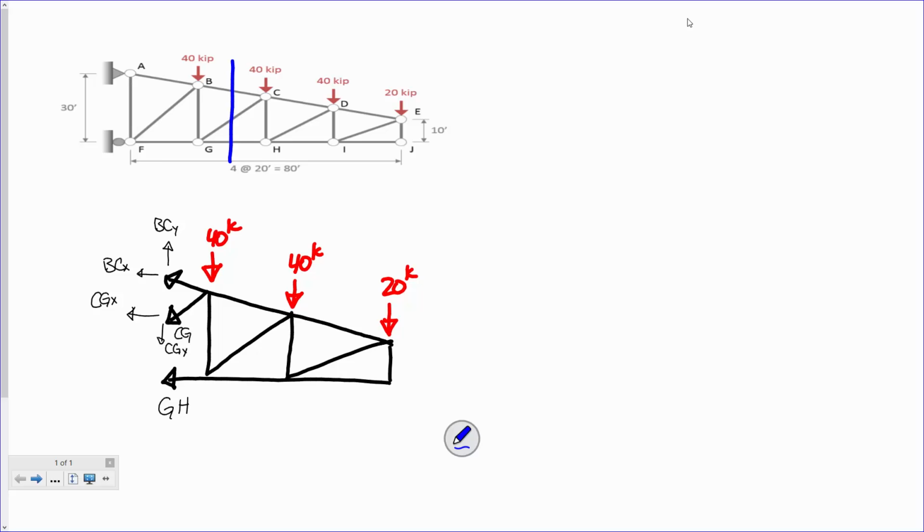Okay? So what we've got to do is attack this problem with a little bit of strategy. Now, you cut a section for one simple reason. You cut a section because you want to sum moments. Okay? So where should we sum moments? Well, you want to sum moments where two of your forces coincide. So what seems like an obvious place to sum moments? Maybe point C is an obvious place. We could sum them at point C. Let's identify where we could sum moments.